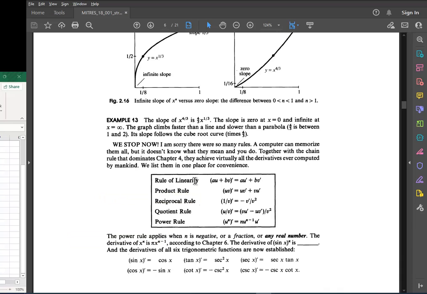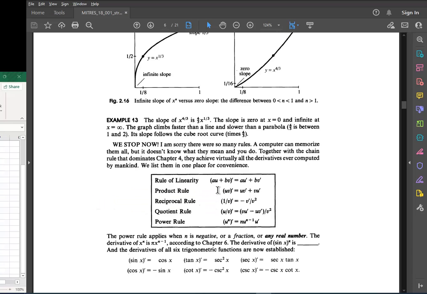The rule of linearity: if u and v are functions, then a linear combination of u and v, taking the derivative, is a linear combination of the derivatives. Here a and b are constants. A and b are not functions, they're constants. So a could be 3, b could be 7, but a and b are not functions of x. Only the u and v are functions of x.